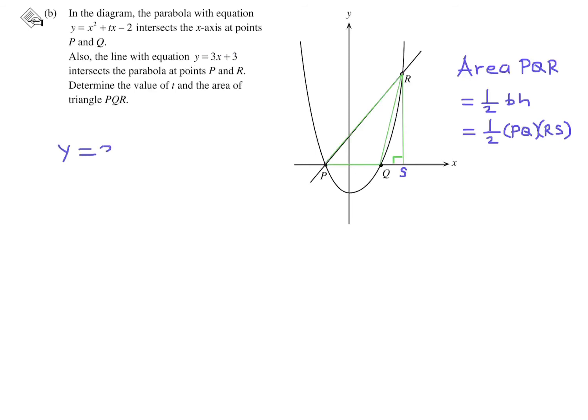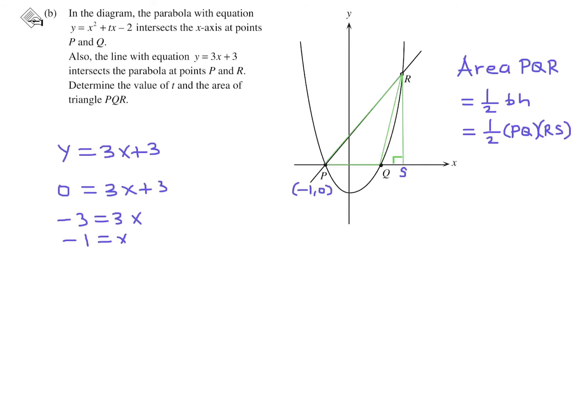Y is equal to 3x plus 3. That's obviously a line, and it's this line right here, that line that's basically making P and R. I think it'll be very helpful if we figure out where it crosses the x-axis. So how do you do that? Well, you set y to 0. If you do that, we get minus 3 is equal to 3x, and therefore x is equal to negative 1. So this point P is negative 1, 0.